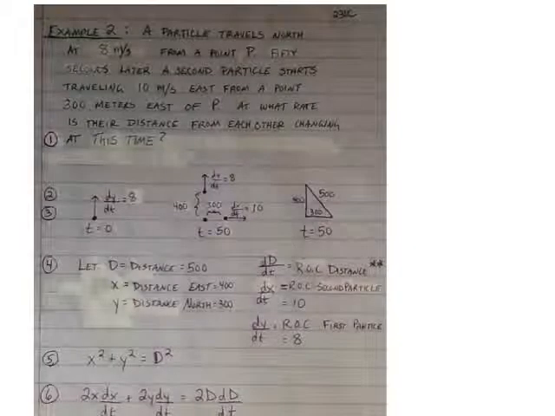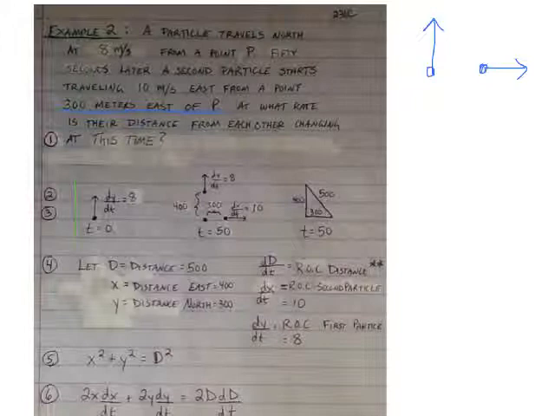In our second example, we're talking about a particle traveling at 8 meters per second north from point P, and 50 seconds later a second particle starts traveling 10 meters per second east from a point, and that point is located 300 meters east of P. So the first particle is going north, and then when the second particle starts, it's going to be traveling east. And so for diagramming this, I created two different times.